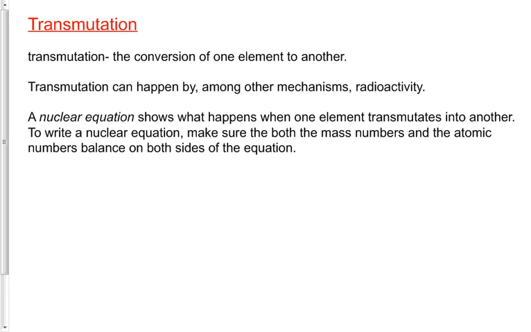The last thing here is I want to describe the reactions that are taking place, these radioactive decays. We're going to describe them by equations. We call them nuclear equations or transmutation equations. Transmutation is a process whereby one element is converted to another. That can happen by any one of a number of means, including radioactivity that we just talked about. Radioactivity is one way we can change an element into some other element. And we're going to describe these transmutations by use of an equation.